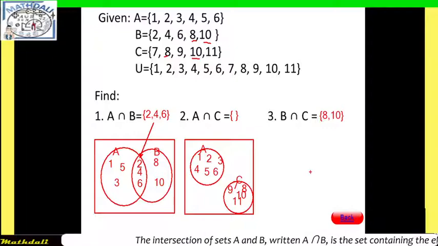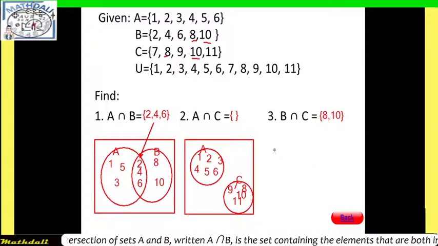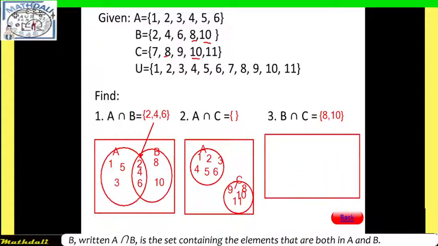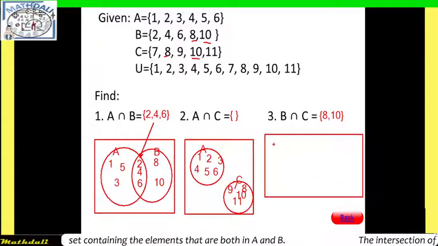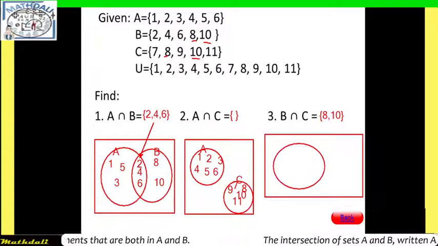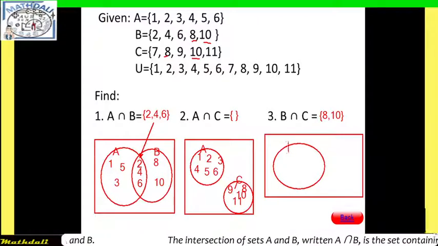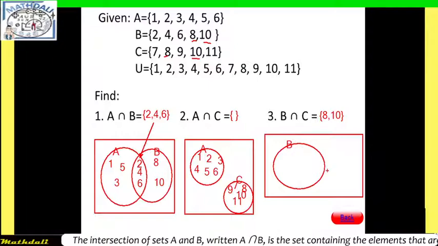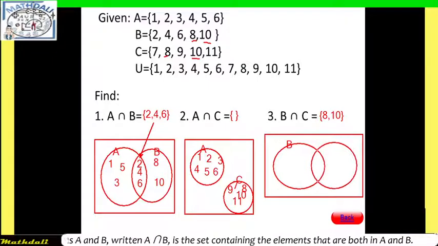Okay, so if your teacher asks you to draw a Venn diagram or illustrate it using a Venn diagram, then you can make use of a rectangle again to represent the universal set. Then we make use of circle to represent the set. First, we have the name of the set. We have set B, and we also have set C.